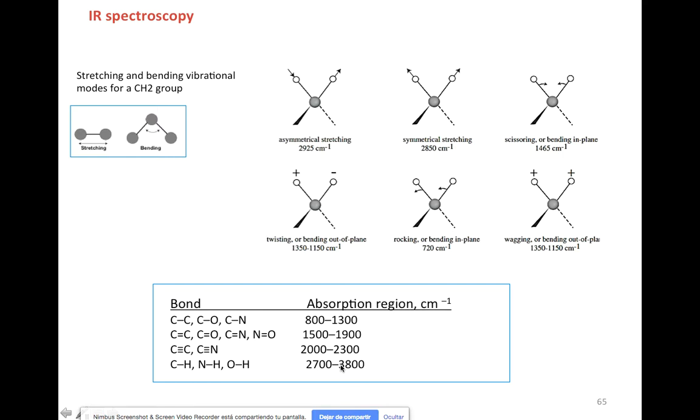Okay, I think I'm going to continue with the lecture, and this time I will be talking about the two types of vibrational spectroscopy. I will be talking first about infrared spectroscopy and then Raman spectroscopy. This is going to be a rather superficial introduction on infrared spectroscopy and Raman.